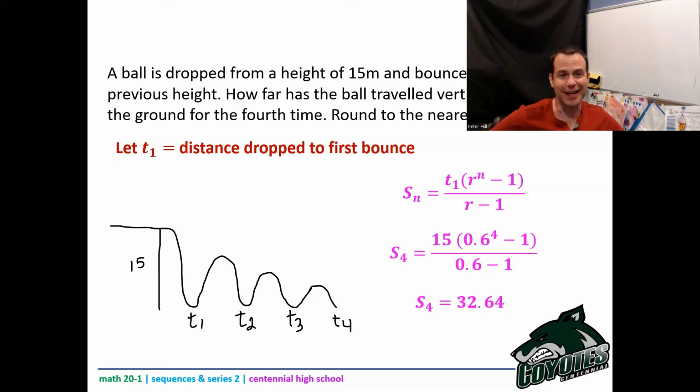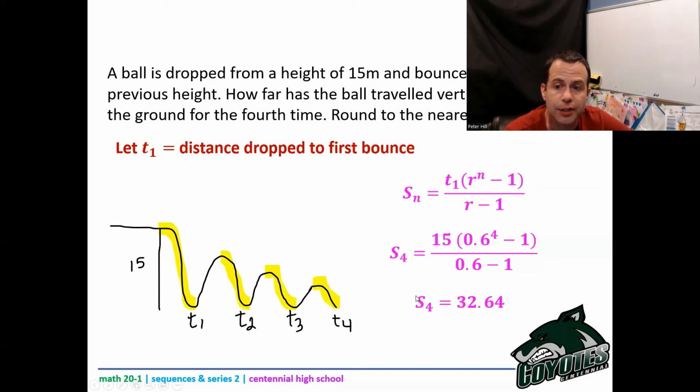Now, that's not the answer to this question, but it's a good start. I want you to pay really close attention to the visual I want to show you here. What you just did was you got all of the downward drops, so you essentially got these yellow highlighted pieces. The question actually asked, how far has the ball traveled vertically? So we're missing the going up pieces.